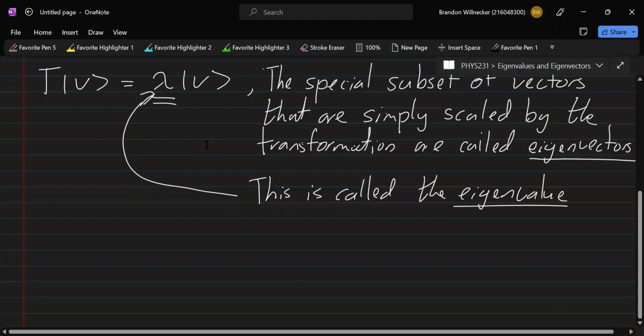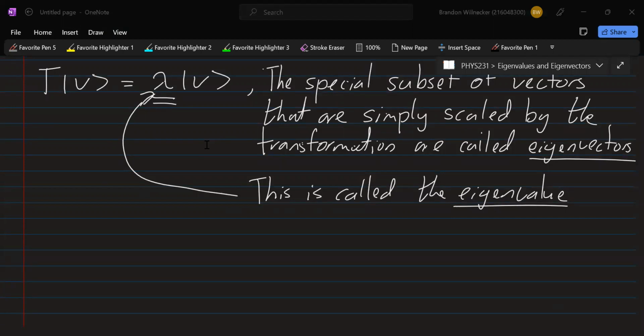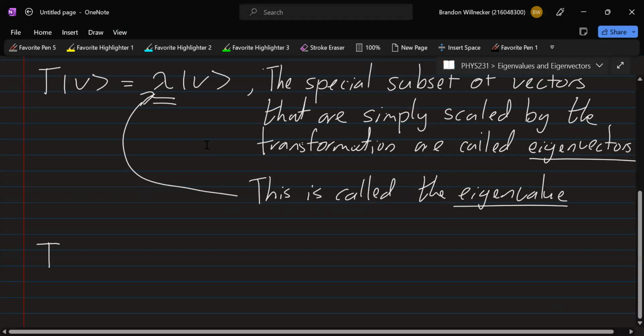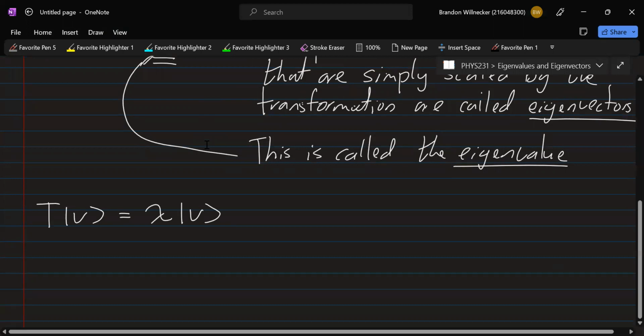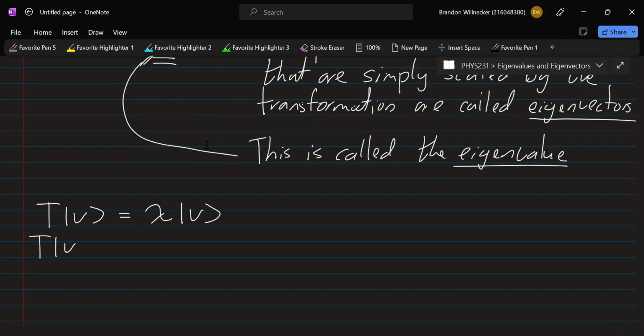So let's start with the equation for an eigenvalue and eigenvector and work out how we can calculate what they are. So we start off with T acting on v gives us lambda v. Okay, so that's the definition of an eigenvector. It gets scaled by T. Okay, so we can take this right-hand side over to the left-hand side. So we get T of v minus lambda v is equal to the zero vector. Yeah, so I'm just going to write 0, but you can put in the 0 vector if you wish.